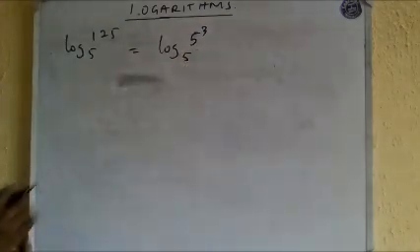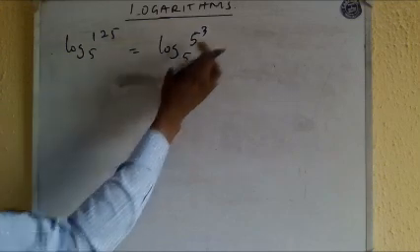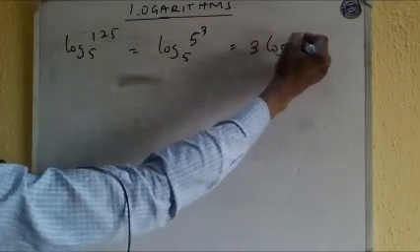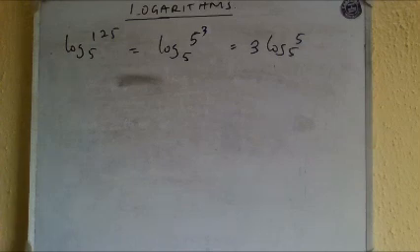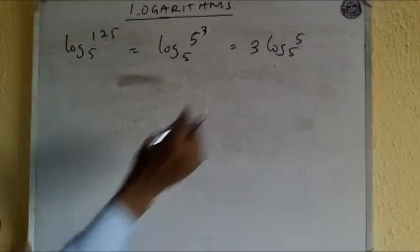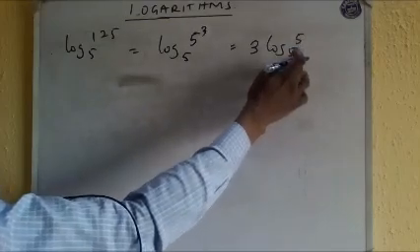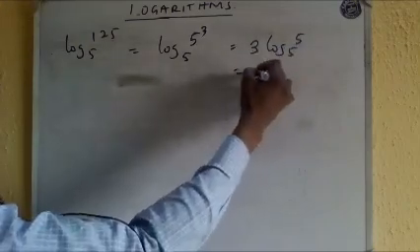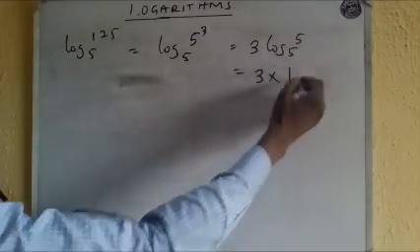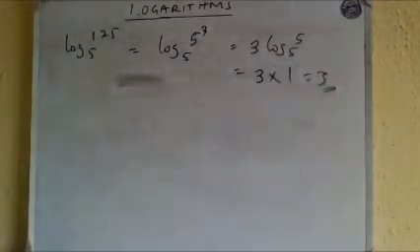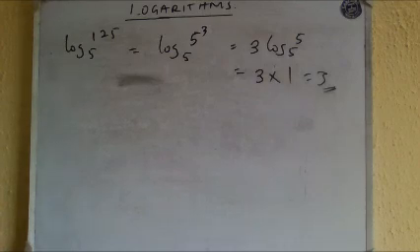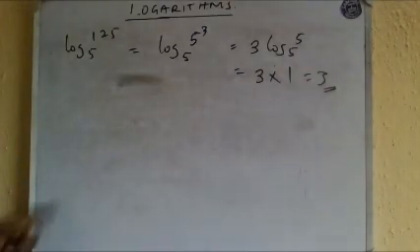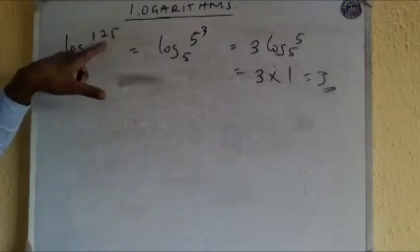You know that when you have the power 3, this one can come down and it becomes 3 log 5 to base 5. And you know that log 5 to base 5 is log of the base. You understand? Logarithm of the base. So it's 1. So you can say 3 times 1, which is equal to 3. This is the answer. You can use that one, or you can decide to use the change of base rule. But this one is straightforward. This one is very easy to use.